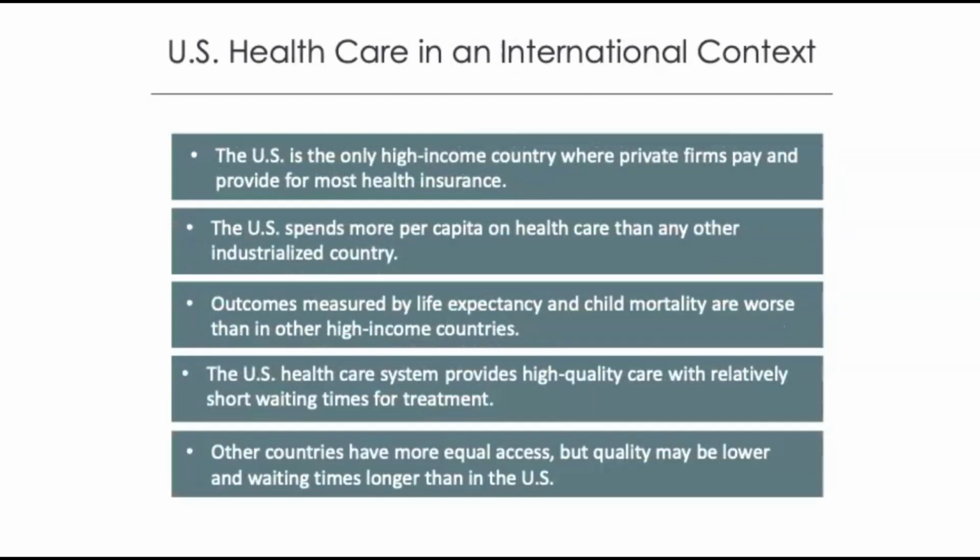The U.S. healthcare in an international context. The U.S. is the only high-income country where private firms pay and provide for most of the health insurance. The U.S. spends more per capita on health care than any other industrial country. Outcomes measured by life expectancy and child mortality are worse than any other high-income country.